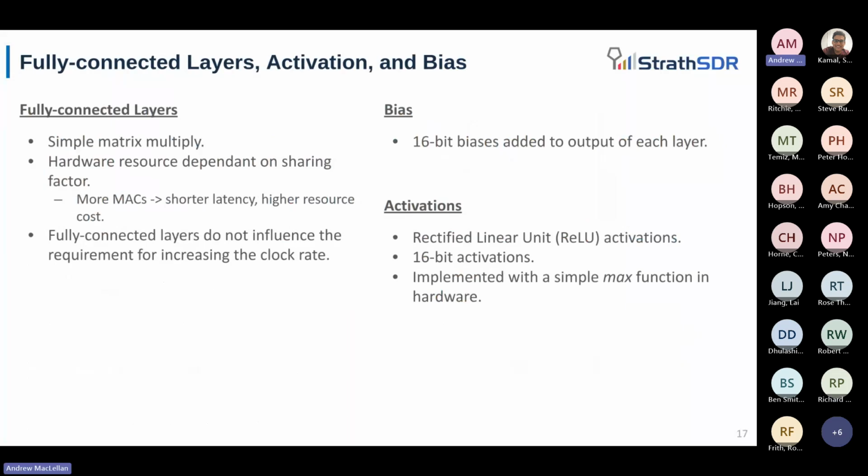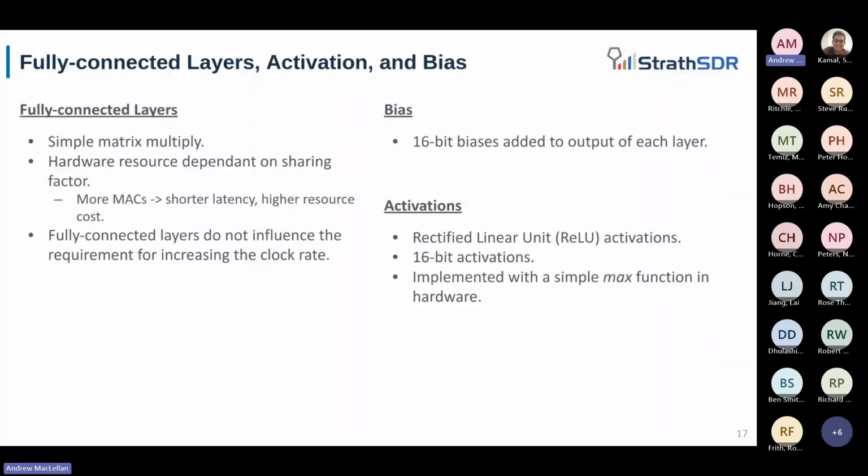And then the rest of the layers are more simple to implement. So fully connected layers are just a simple matrix multiply. There's no transformation needed, and we can do the same thing here where we resource share some of the multiply accumulates depending on what we want, a shorter latency or higher resource cost, or vice versa. And it's important to note that fully connected layers do not influence the requirement for increasing the clock rate. So we really only need to consider this for the convolutional layers.